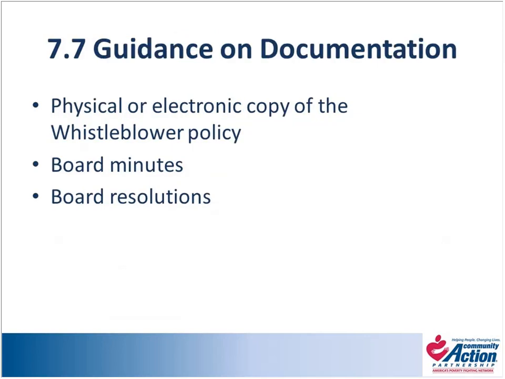And then for 7.7, the guidance on documentation: there needs to be a physical or electronic copy of the whistleblower policy for the agency. That might be included in your policies and procedures, but this is a specific policy that needs to be included. Even though there's no full list of what has to be included in your policies and procedures, this is one that has to be within your agency. Then there need to be board minutes showing that the board has reviewed this policy, as well as any board resolutions for accepting and approving this policy for the agency.